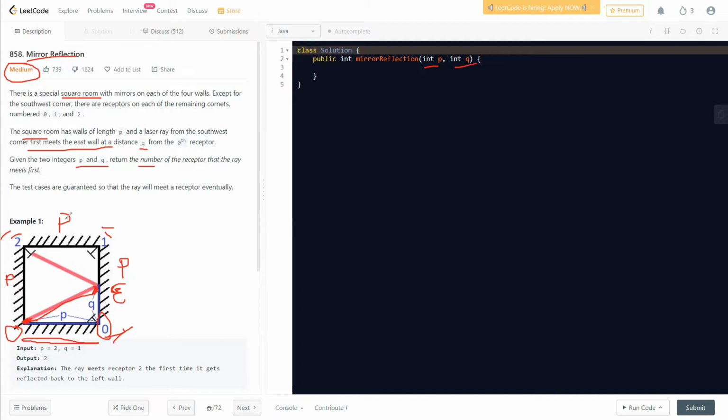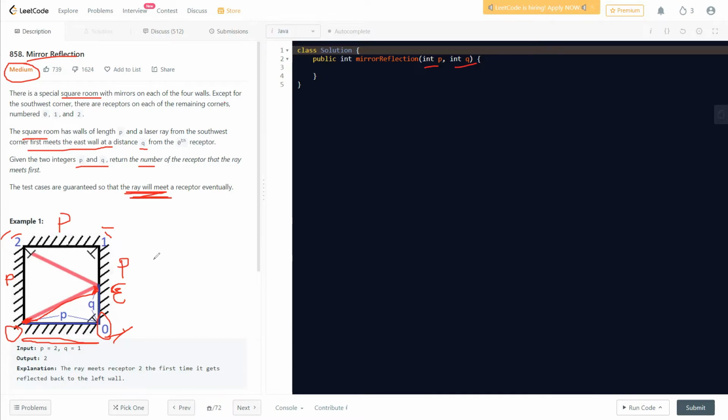Also, you might think that the ray may not meet any receptor at all. It may happen, but the question categorically mentions that the test cases are guaranteed so that the ray will meet a receptor. So you don't need to worry about whether it will meet or not. Eventually, it will meet at some place. You can be rest assured about that.